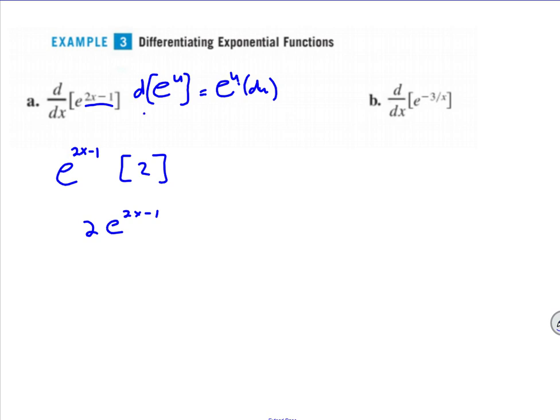The derivative of e to the u is e to the u. So the derivative of e to the negative 3 over x is e to the negative 3 over x times the derivative of negative 3 over x. And if you write that as negative 3x to the negative 1, you'll see that your derivative is positive 3x to the negative 2. And again, that's a fine answer. Your teacher might write it like this.